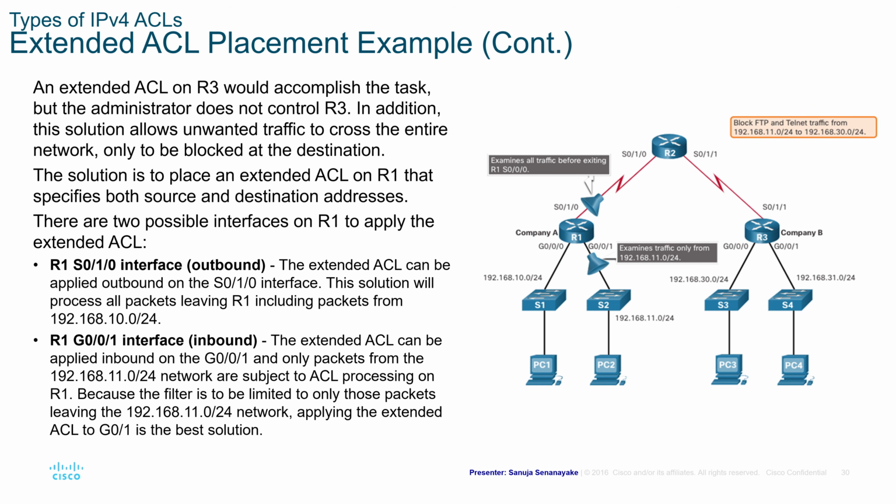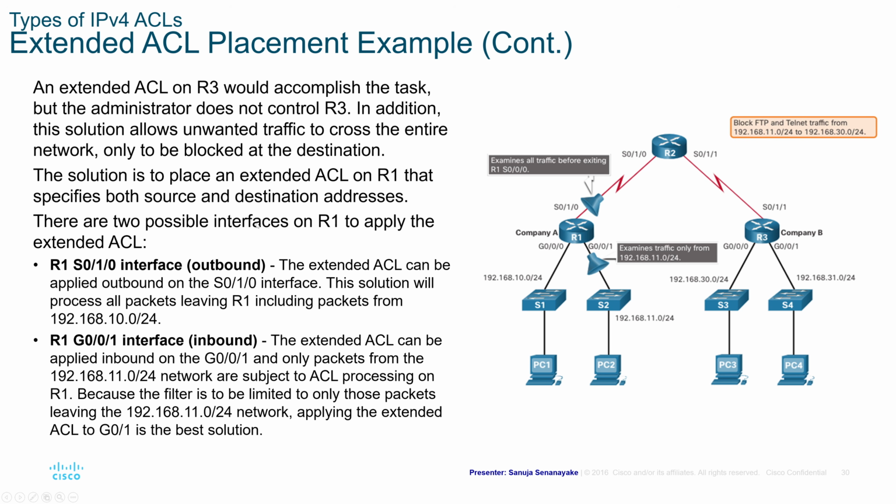An extended ACL on R3 would accomplish the task, but the administrator does not control R3. Because remember, company A cannot control company B's infrastructure. In addition, this solution allows unwanted traffic to cross the entire network, only to be blocked at the destination. Another issue is that the traffic still crosses until this point, and then it gets blocked from accessing this. So that is also not a good placement for an extended ACL.